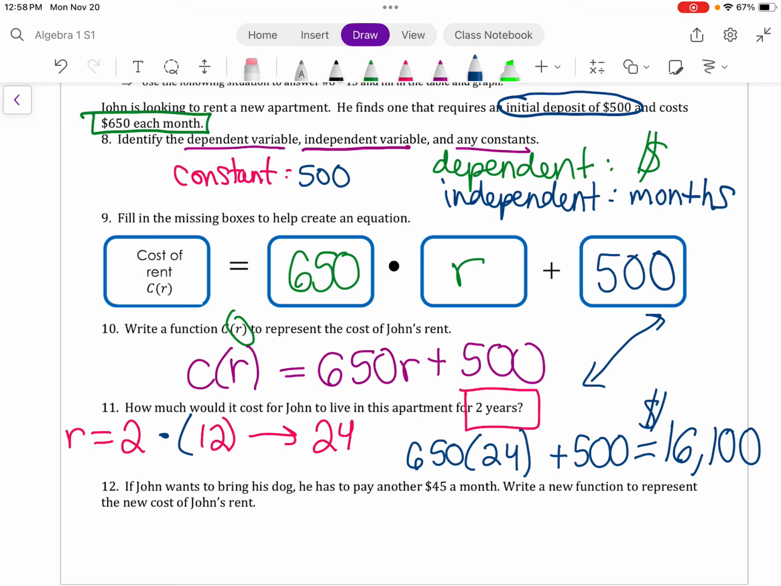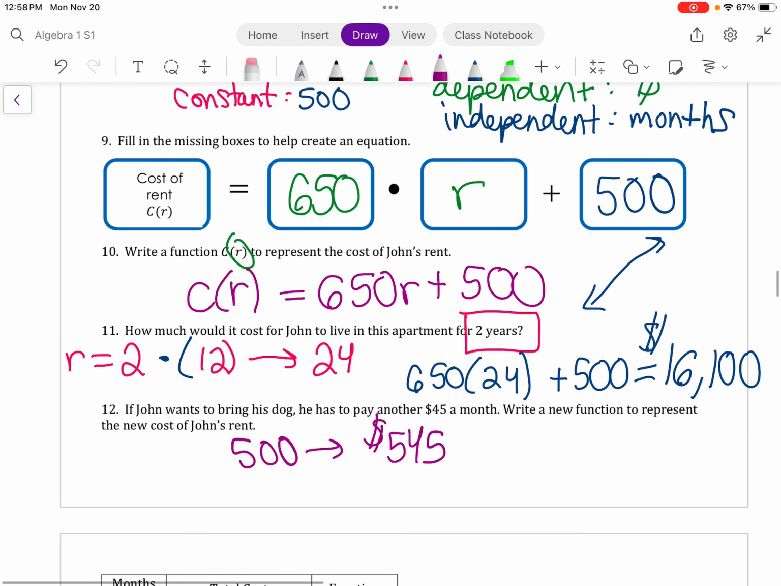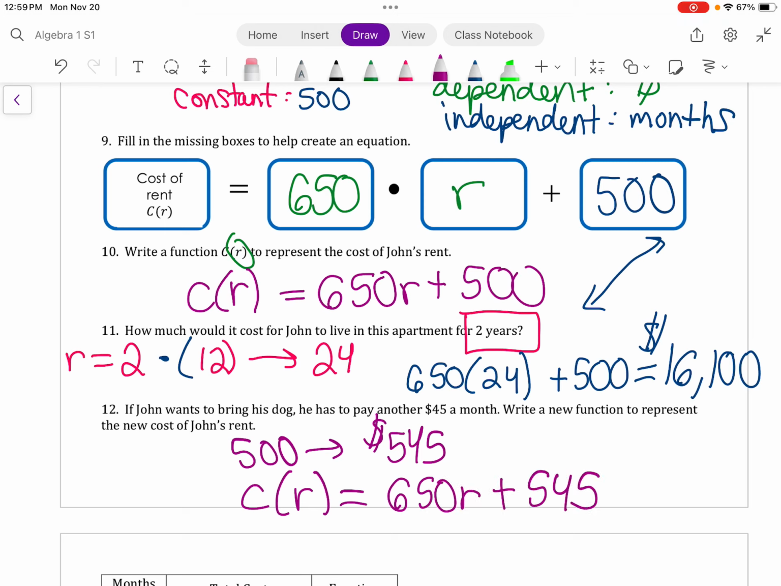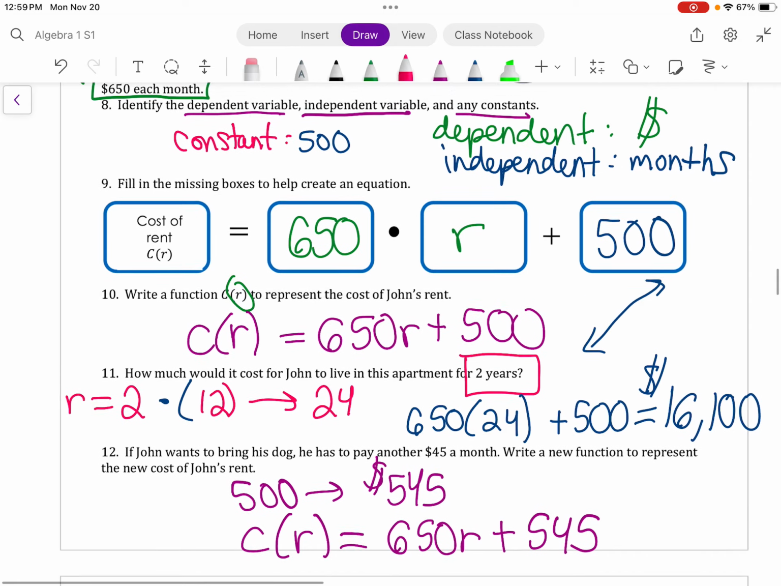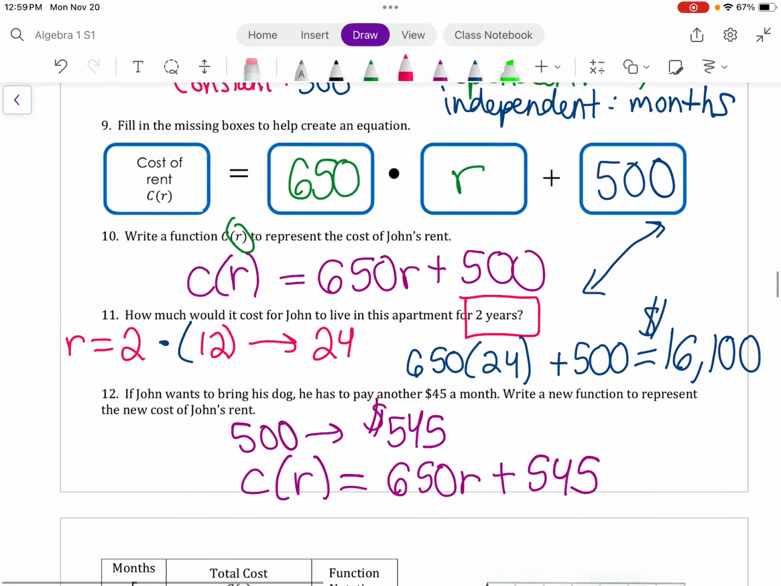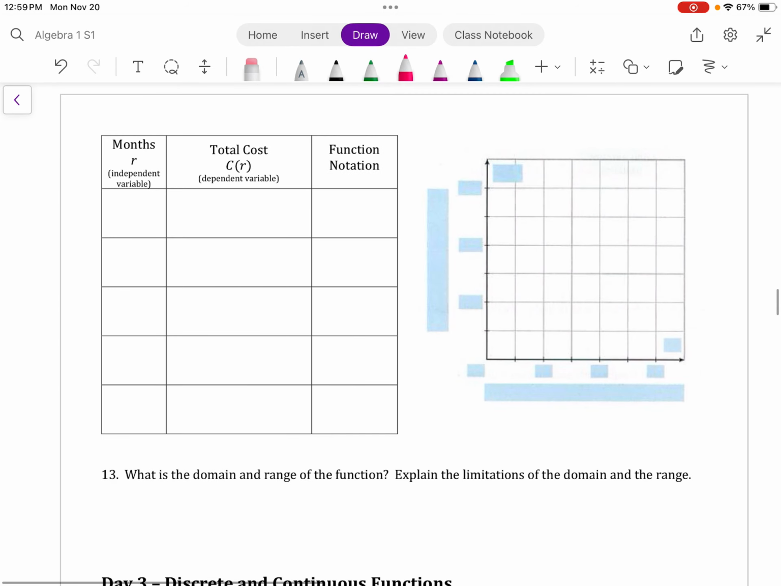If John wants to bring his dog, he has to pay another $45 per month. So let's think about our constant. So our constant was $500, and now it's going to be $545. Okay? So now we have to write a new function for his dog. So C(R) equals 650R plus 545. Okay, awesome. Now let's rock this out.